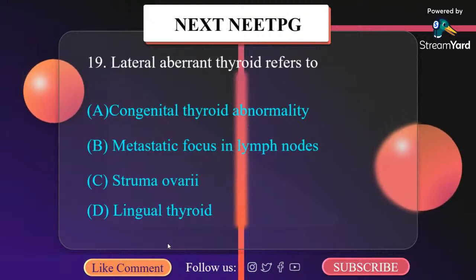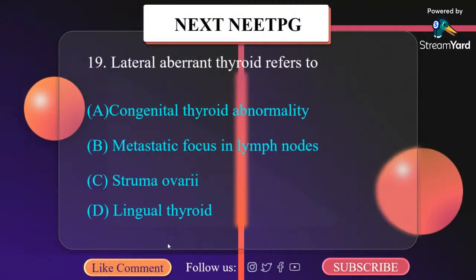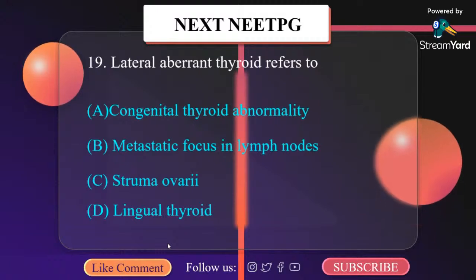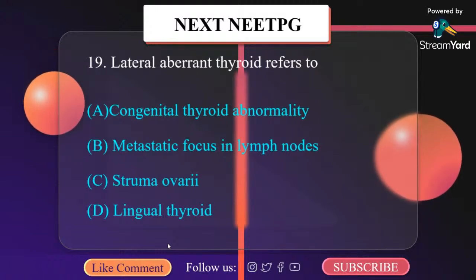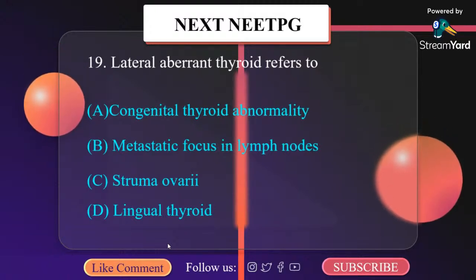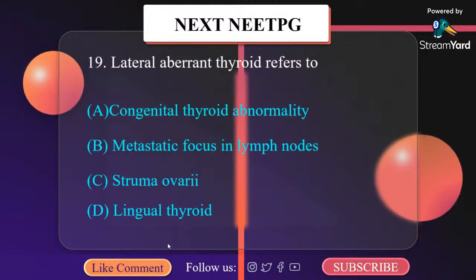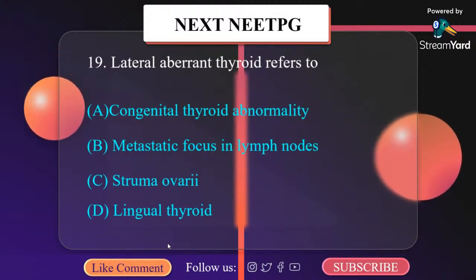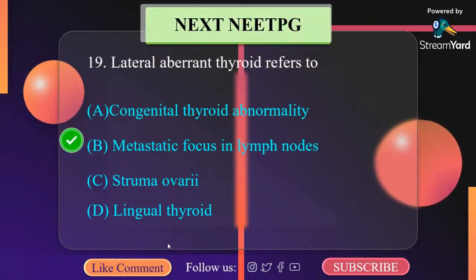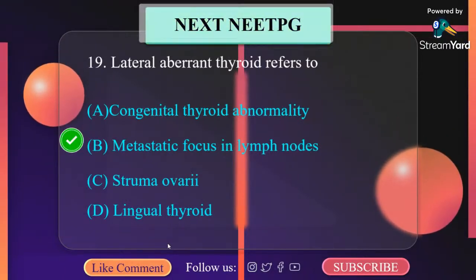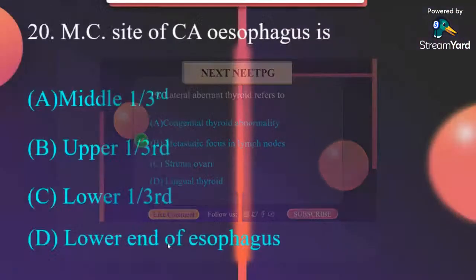Lateral aberrant thyroid refers to A. Congenital thyroid abnormality, B. Metastatic focus in lymph node, C. Struma ovarii, D. Lingual thyroid. Well, it is a metastatic focus in the lymph node. Lateral aberrant thyroid is a metastatic focus in the lymph node.